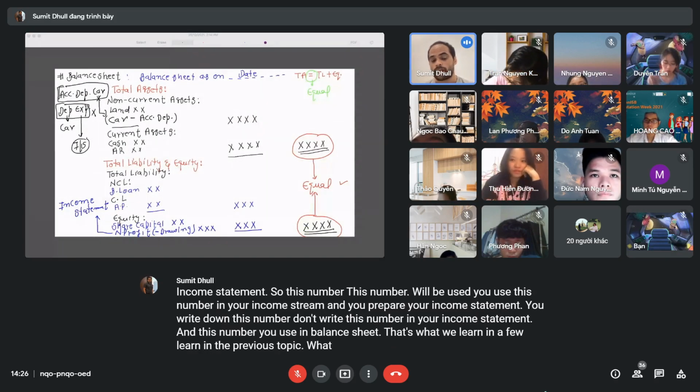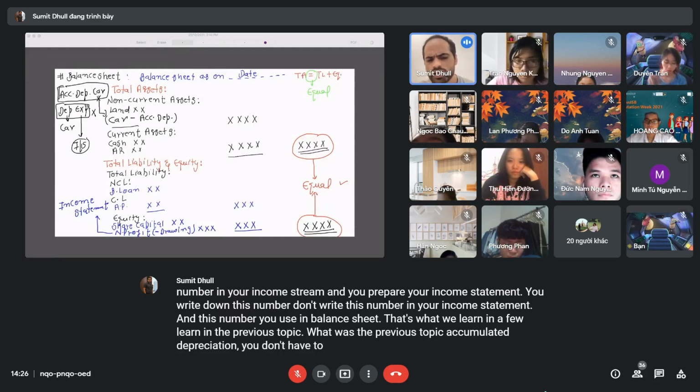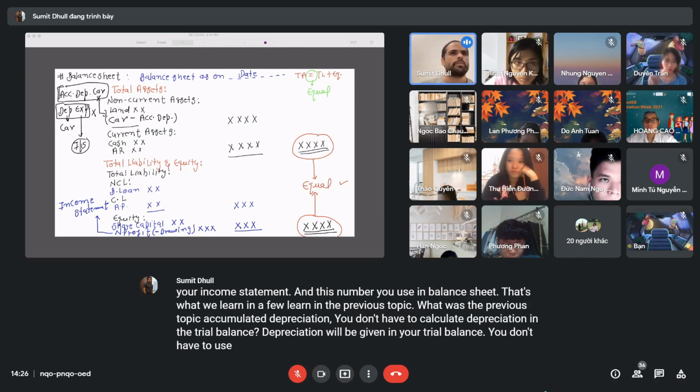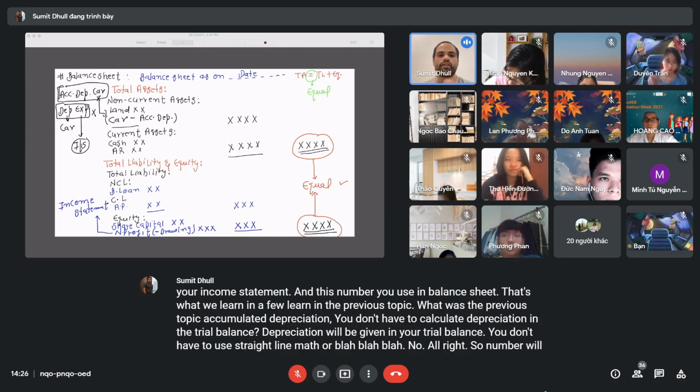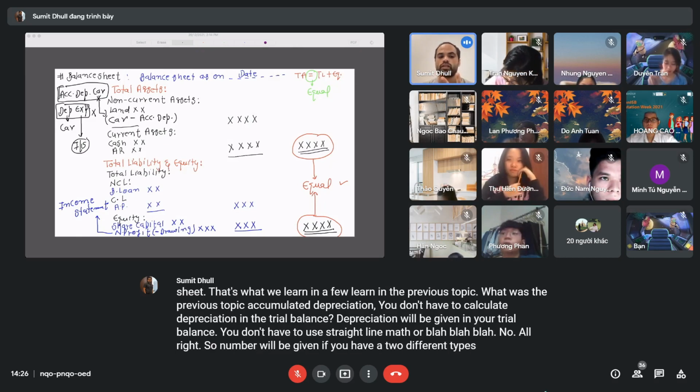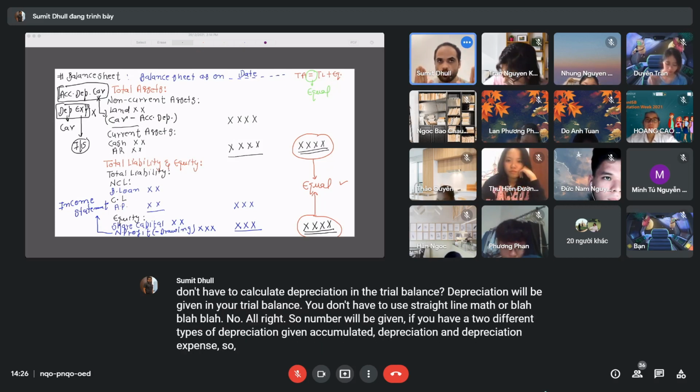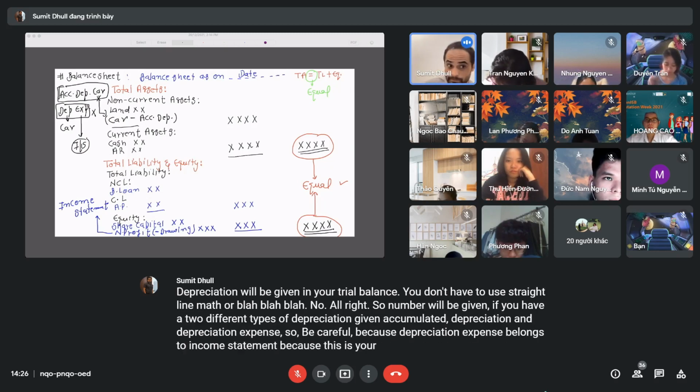What was the previous topic? Accumulated depreciation. You don't have to calculate depreciation in the trial balance. Depreciation will be given in your trial balance. You don't have to use the straight line method or anything like that. No. The number will be given. If you have two different types of depreciation given, accumulated depreciation and depreciation expense, be careful, because depreciation expense belongs to the income statement, because this is your expense.